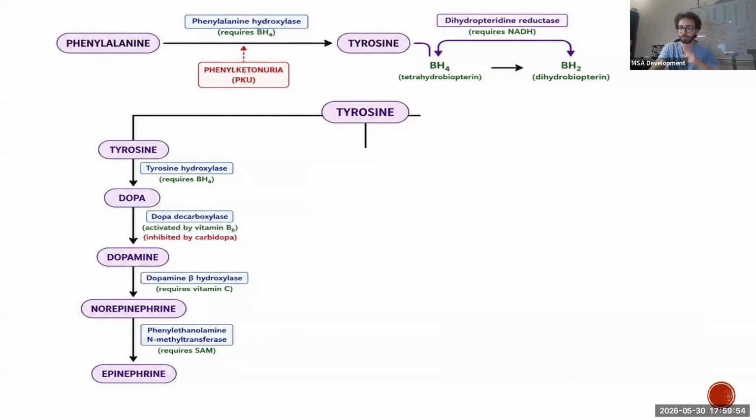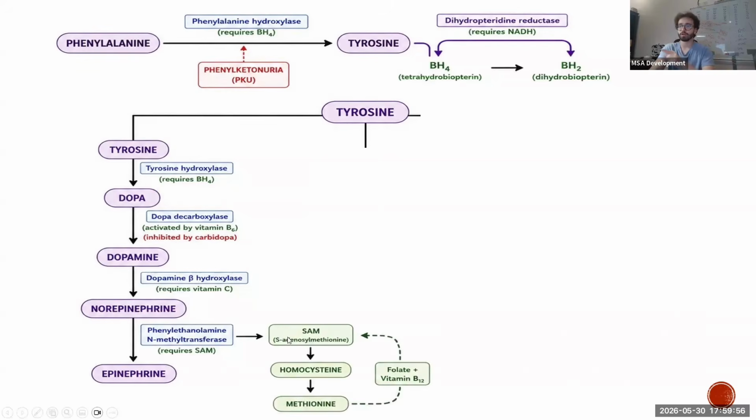Or actually, before that, I actually want to talk about SAM. SAM, we talked about it a little while ago, I will talk about it again. But we said that SAM will become homocysteine. Homocysteine, if you guys remember, we said that it has two pathways. Either the homocysteine becomes cysteine, which would need B6, or it would go back to become methionine and SAM again. How? By B12 and folate. Okay?